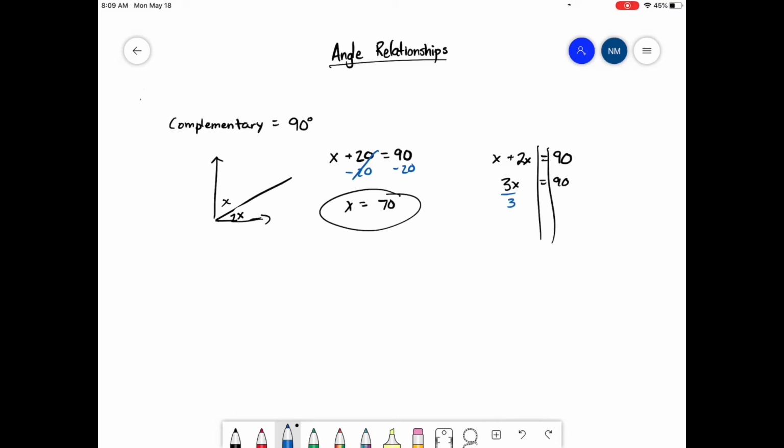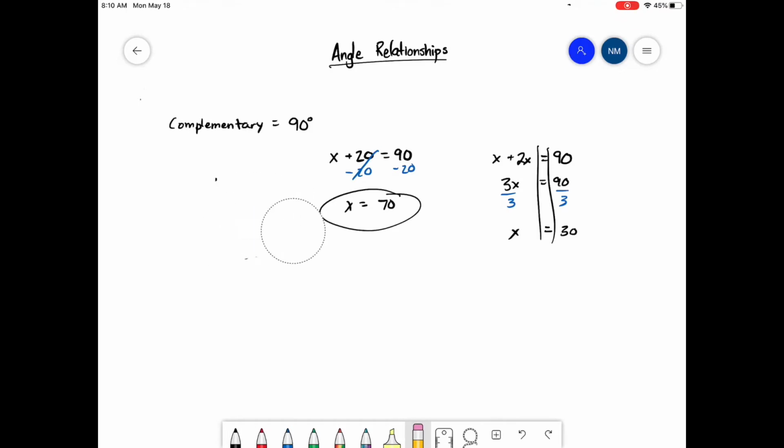So I divide by 3, and I get that x is equal to 30. Once I know what x is equal to, I can then plug it back in. So if x is equal to 30, that means this is 30. And then 2x, I simply plug in the 30, and 2 times 30 is 60. So that angle measures 60 degrees. If I was to add my two measures together, my 30 degrees and my 60 degrees, I get 90 degrees, and I know I did my work correctly.